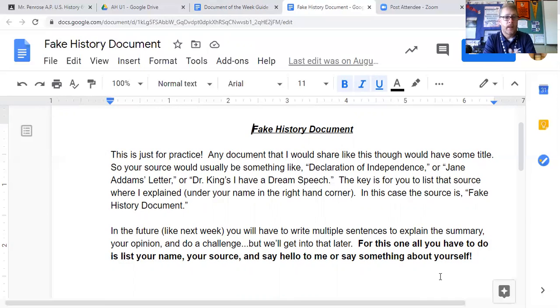Now, if you don't know how to do that, and I totally get that a lot of you don't know how to do that, the final video is literally me going through as a student and going to the fake history document and showing you exactly what to do, like how to turn it in. So if you already know how to do it, go ahead and go do it right now. If you don't know how to do it, click on the third and final video. Click on that, which I actually did a couple weeks ago, but that's fine. It's still the same process.